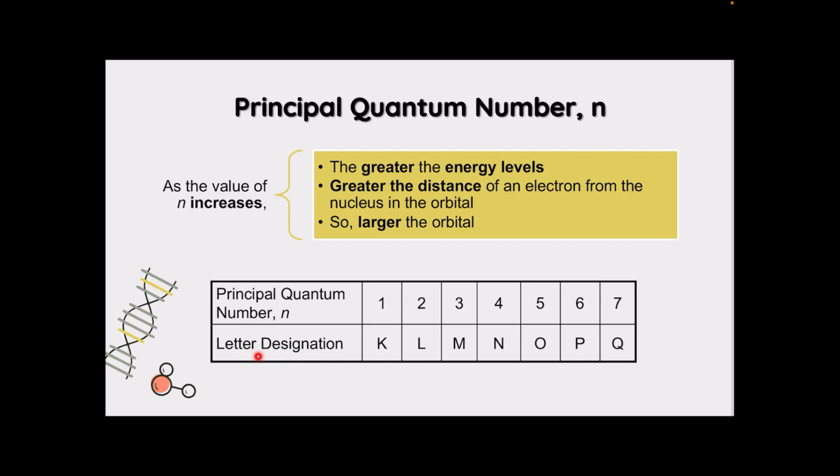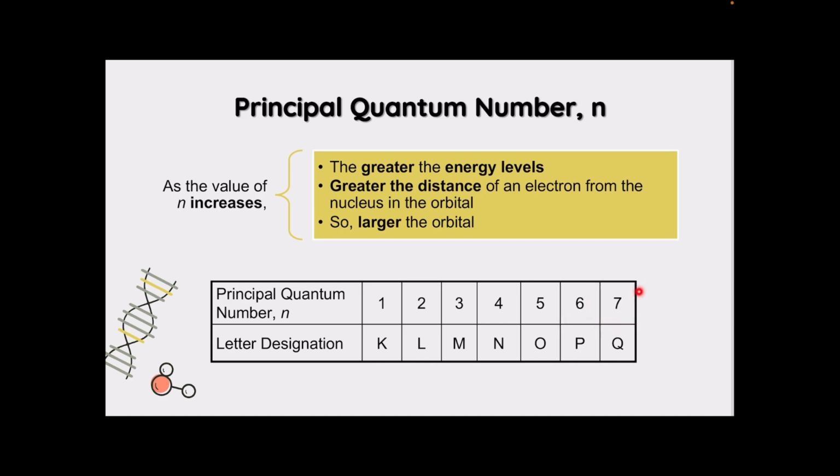We can also use this letter designation to symbolize the principal quantum number n. The capital K refers to the first energy level or orbitals, L is for the second energy level, M for the third energy level, and the list goes on. Moving from the first principal quantum number to the seventh principal quantum number, the greater the energy level, the greater the distance of an electron from the nucleus in the orbital, and the larger the orbital.